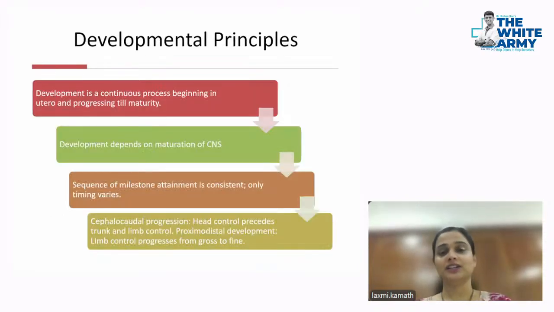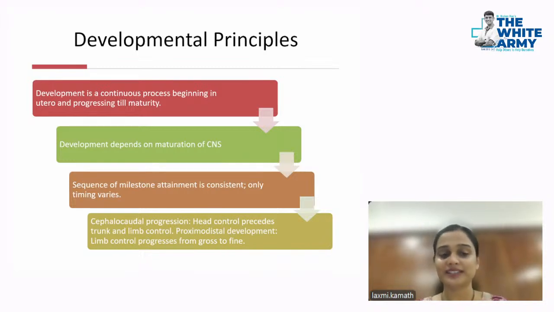Now coming to the laws of development, also called principles of development. You should remember that there are 6 laws of development, whereas there were 3 laws in growth. So the 6 laws of development: one, development is a continuous process. Hence, it begins in utero and progresses till maturity and even sometimes up to 40 years of age. This depends on maturation of the CNS. So depending on the maturation of the central nervous system, the development pattern changes, and there can be delays, there can be different things in development.